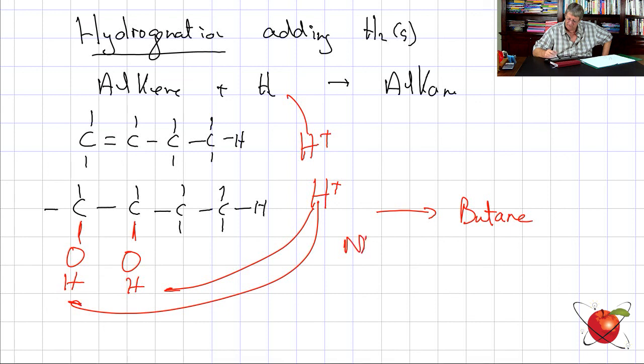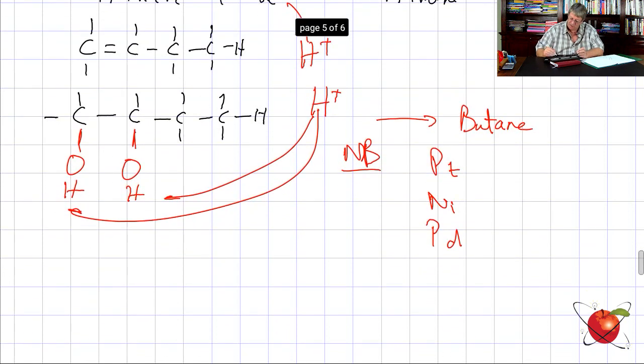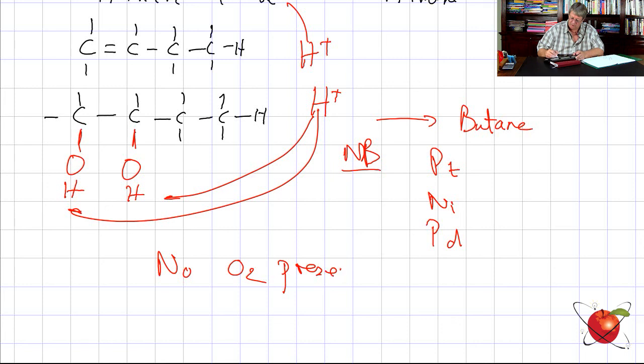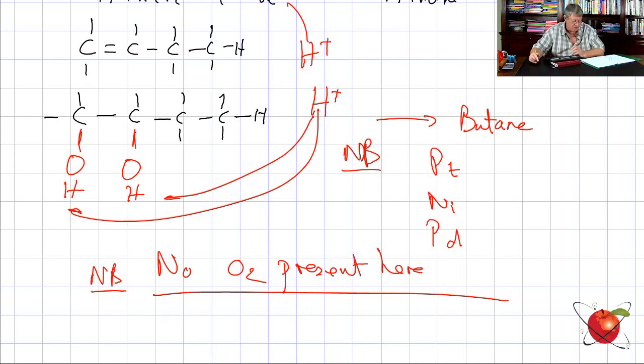The catalysts for this that you need to know, I'll keep it in red, NB, are platinum, nickel, or palladium. Platinum, nickel, or palladium. No oxygen present. Important, no O2 present here. NB. Because it'll contaminate it. Because oxygen can also link onto the C.